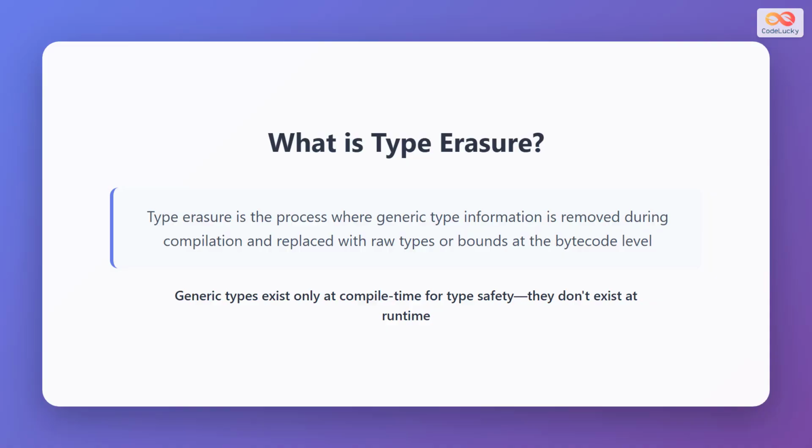Type erasure is the process where generic type information is removed during compilation and replaced with raw types or bounds at the bytecode level. Here's the key point to remember. Generic types exist only at compile time for type safety. They don't exist at runtime. The Java virtual machine has no knowledge of your generic type parameters once the code is compiled.